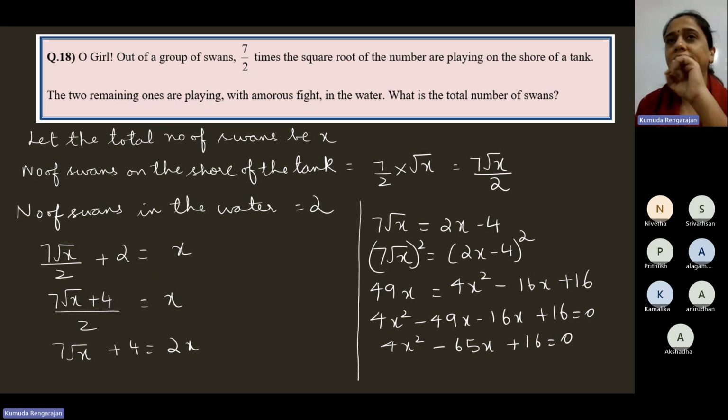If you want to get rid of the square root symbol, you must have that term alone on one side and the remaining terms on the other side. The term which has the radical sign should be alone on one side, with the remaining terms on the other side. Now when you square both sides, you will get rid of that square root sign.